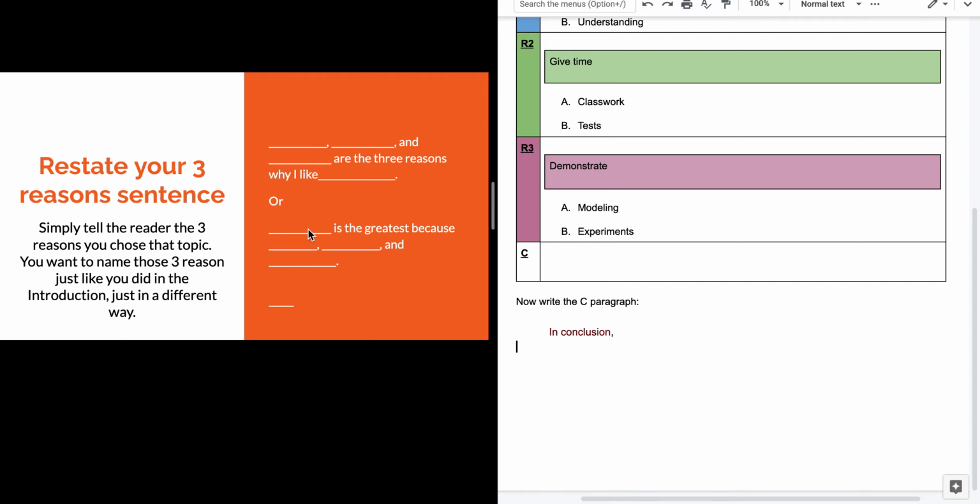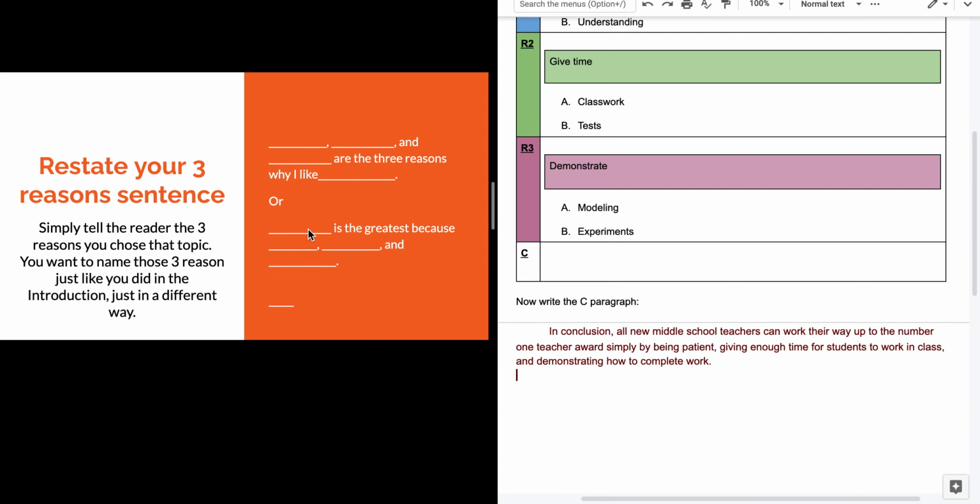So I'm going to say in conclusion, because I want to start out with a transition word. I can say something like in conclusion, or finally, or ultimately. I'm going to start out with that. So in conclusion, all new middle school teachers can work their way up to #1 teacher award simply by being patient. That is my first reason. Giving enough time, my second reason, for students working in class. And 3, demonstrating how to complete work.